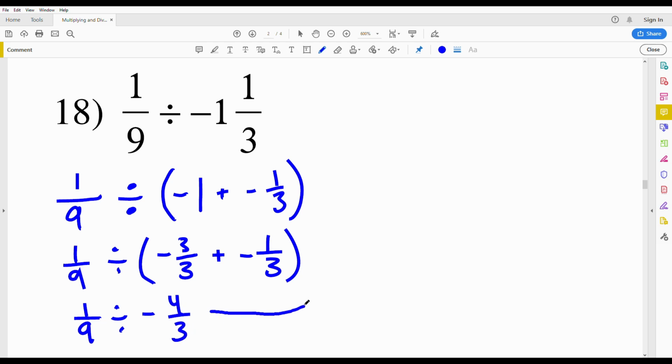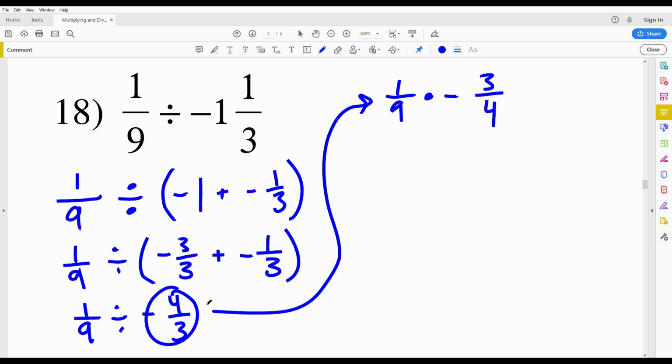Now remember, dividing by a fraction is the same as multiplying by its reciprocal. So I'll have 1/9, and I'll be multiplying that by a negative 3/4. Originally I had 4/3. Flipping it, I'll get 3/4, and it's negative. A positive fraction times a negative is going to be negative.